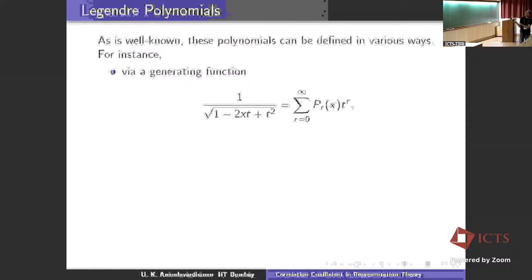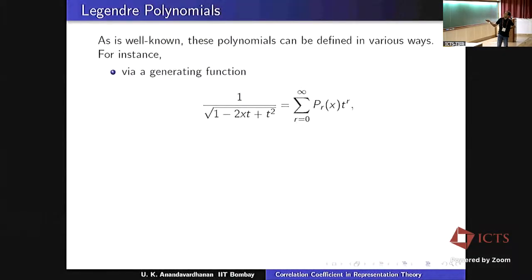This is a generating function: 1 by root of 1 minus 2xt plus t square equals summation P_r(x) t^r. One immediate corollary of this generating function, which can be seen from any definition in various ways, but the easiest way may be this: you take x to be 1. So when x is 1, this is 1 minus t whole square. So after the root, it is 1 minus t. So 1 by 1 minus t is 1 plus t plus t square plus etc., which shows that P_r evaluated at 1 is 1. Right? Summation t power r, this is.